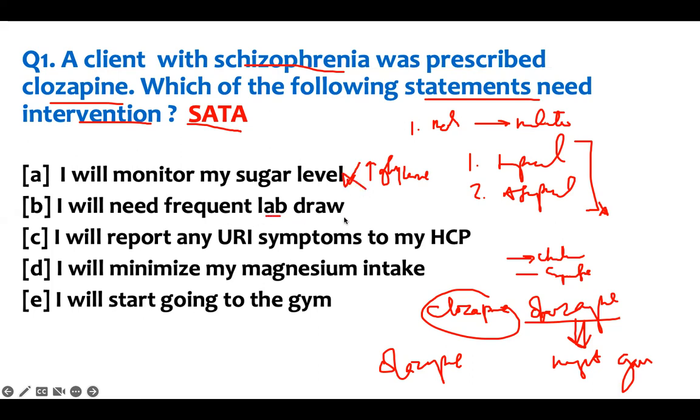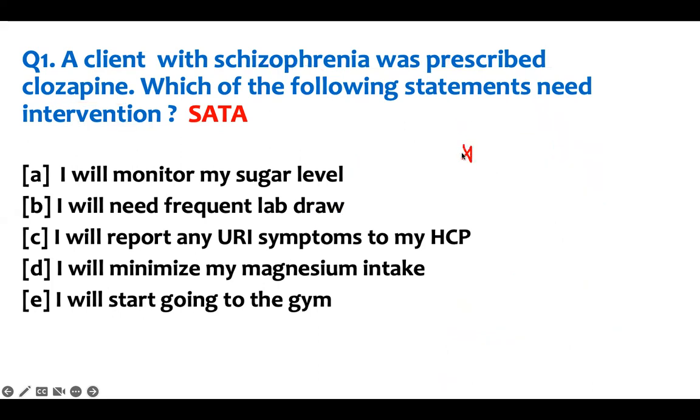I will need frequent lab draws. Yes, this is very, very important. The key priority issue with this medication is agranulocytosis. That means it causes neutropenia. It decreases your neutrophils. Therefore, you need frequent CBC so that we can know what your neutrophil level is. So this patient needs frequent lab draws. That is a good answer, but we are not intervening. We're looking for something we can intervene on. This patient is saying the right thing, so we don't need to intervene.